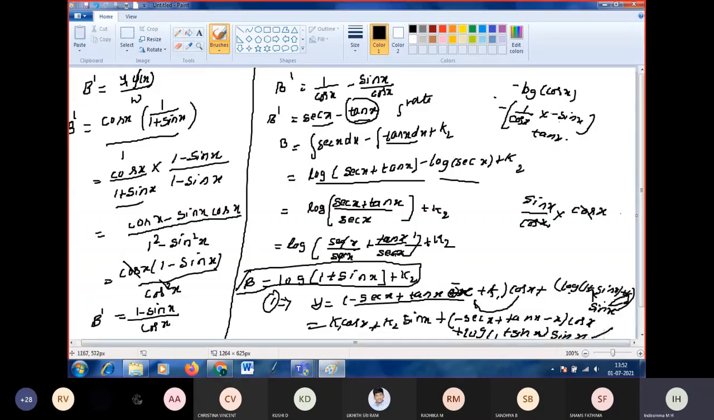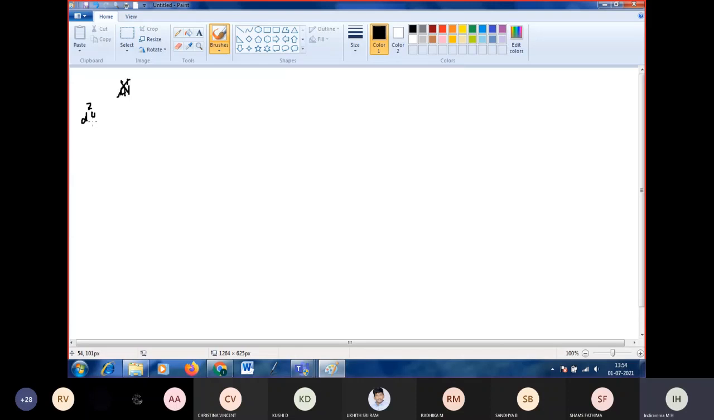Did you clear? Now the problem: d square y by dx square minus 2 into dy by dx plus 2y is equal to e power x into tan x, by the method of variation of parameters. Start doing it by yourself.